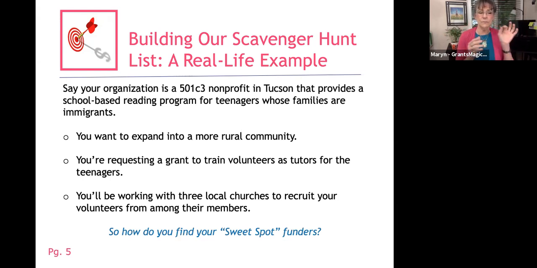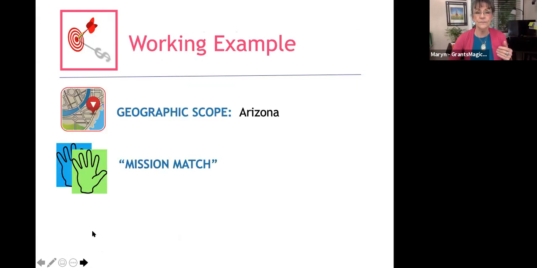So you might want to put a little sticky note on that page. You may be coming back to that as we go through our questions moving forward. So we know what the project looks like. This is our project. Now let's develop our scavenger hunt list. So in our working example, the first thing we're always going to be identifying is what's the geographic scope.